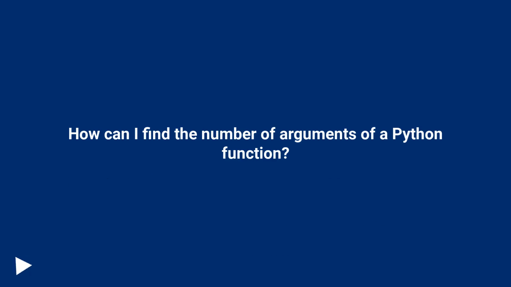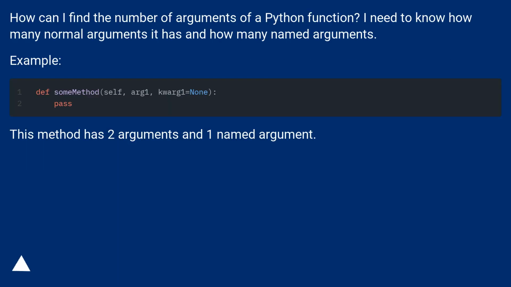How can I find the number of arguments of a Python function? I need to know how many normal arguments it has and how many named arguments. Example: this method has 2 arguments and 1 named argument.